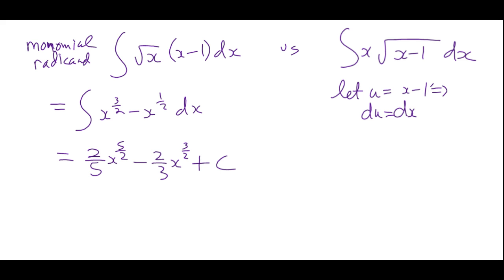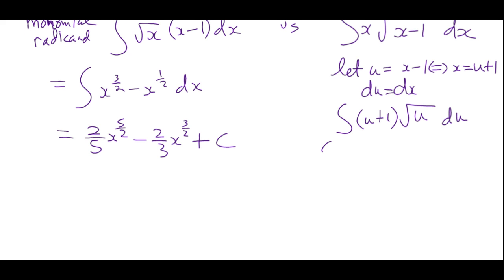And what's x? Because we've got an x here. x is u plus 1. So this becomes the integral of u plus 1, that's the x, times the square root of u, and the dx is the same as du. So we've got du, which looks a lot like what we just did. One had a minus sign, and one has a plus sign.